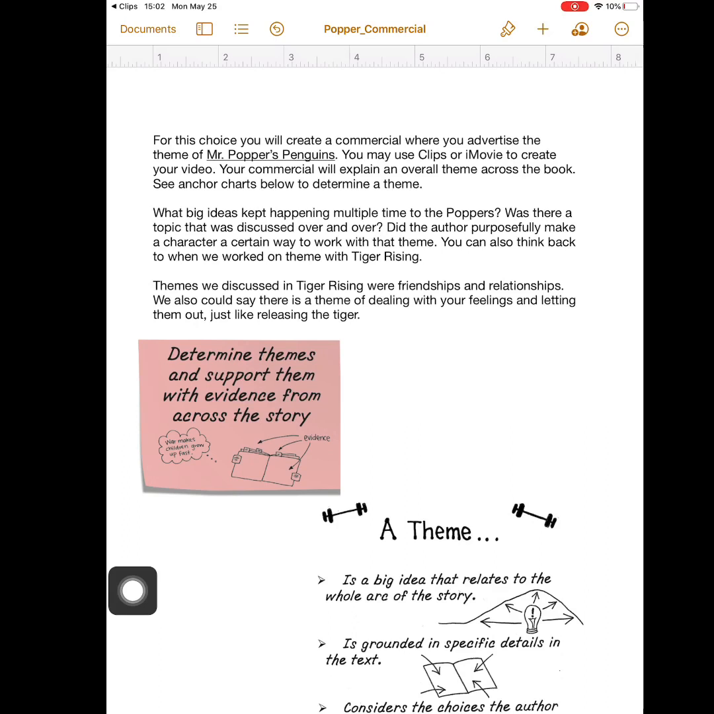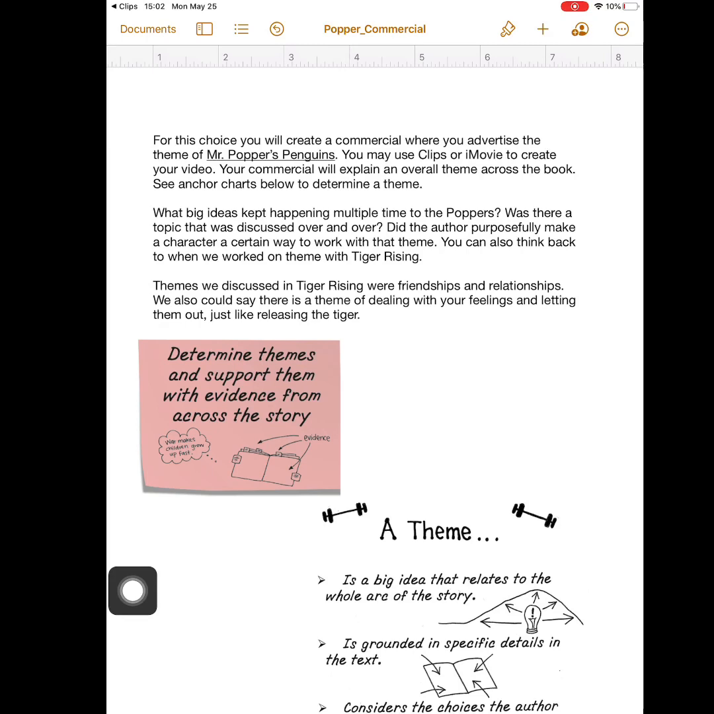Some things to think about: What big ideas kept happening multiple times to the Poppers? Was there a topic that was discussed over and over? Did the author purposefully make a character a certain way to work with that theme? You also probably want to think about how the story ends.